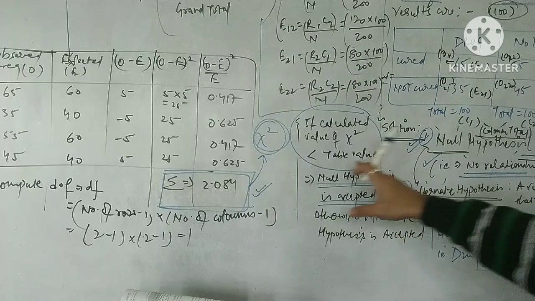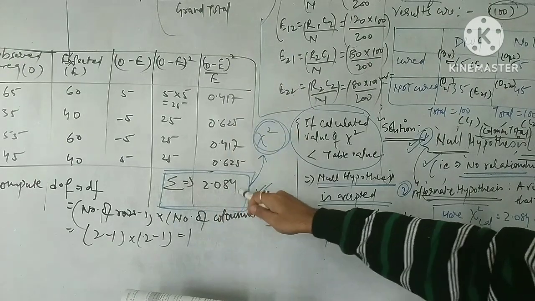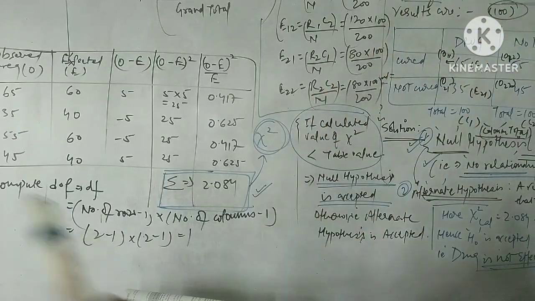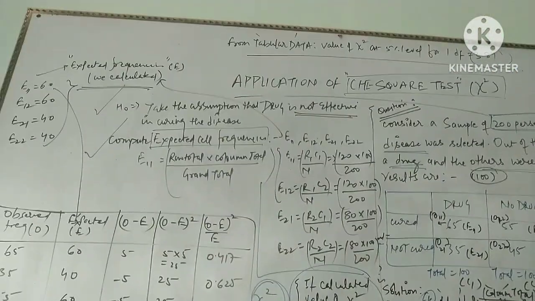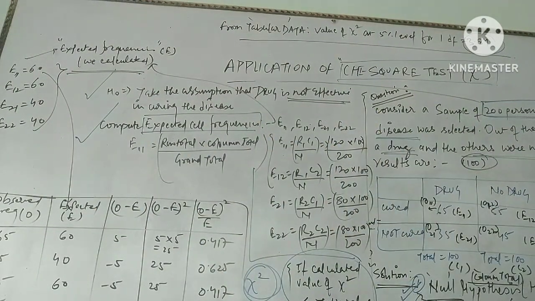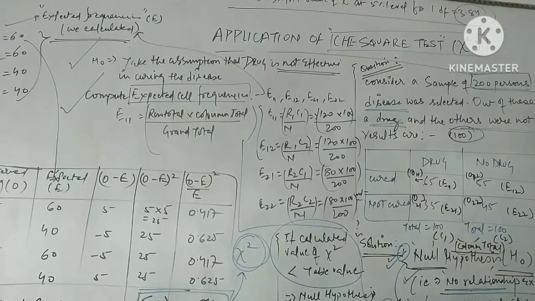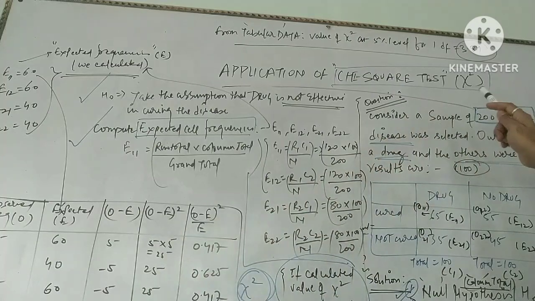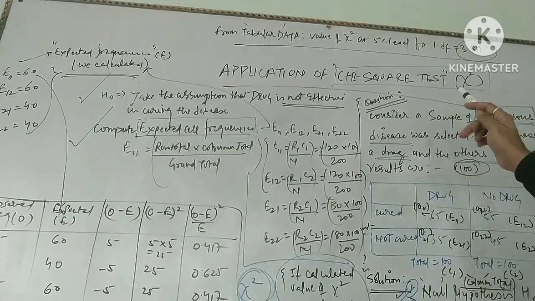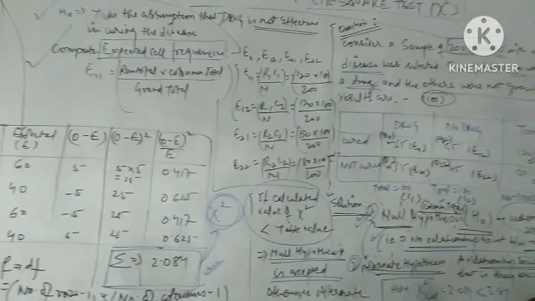Here, if I computed this value, it comes to 2.084, and that is less than the tabular data that is given. What is provided? That is 3.84. So 2.084, arrived at after computing the chi-square, is less than 3.84. Hence our null hypothesis is accepted. This is our final result. The value of chi-square at this degree of freedom at 5% is provided to you. You need not compute that, but you have to compute your original chi-square value.